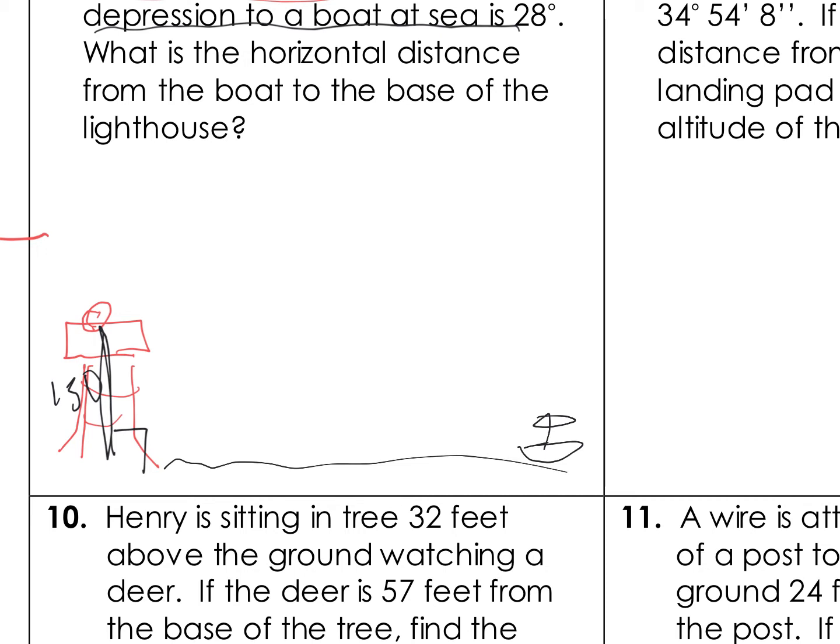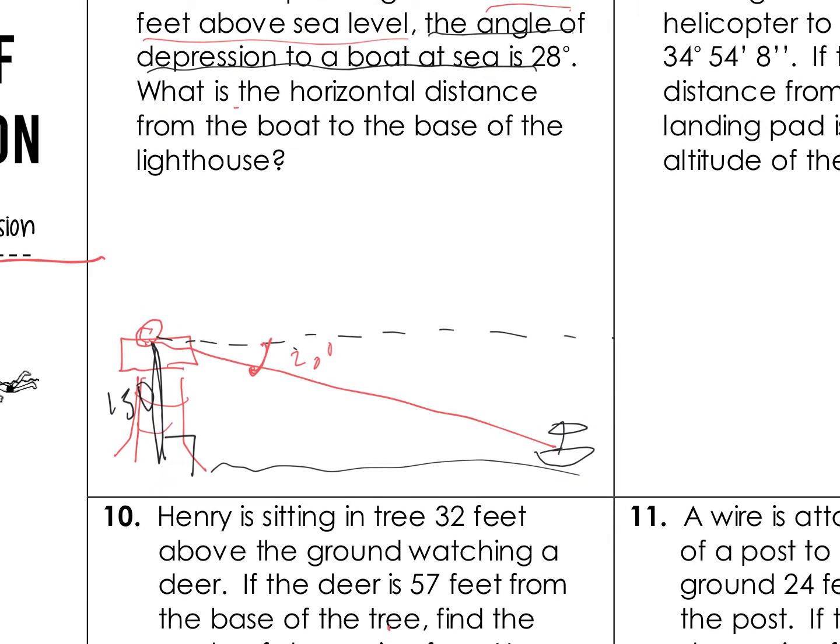And the angle of depression means, guys, I have to draw this horizontal line first. From there, I make my angle of depression to the boat. And that was 28 degrees. What is the horizontal distance from the boat to the base of the lighthouse? So I'm going to just give that a letter. Since it's horizontal, I'm going to call it an X.